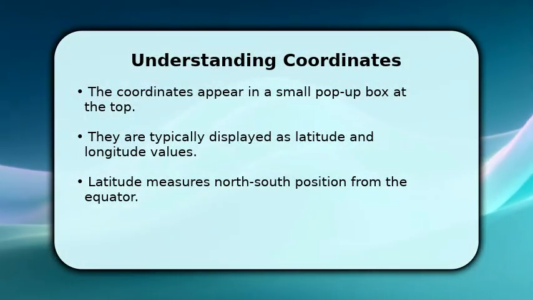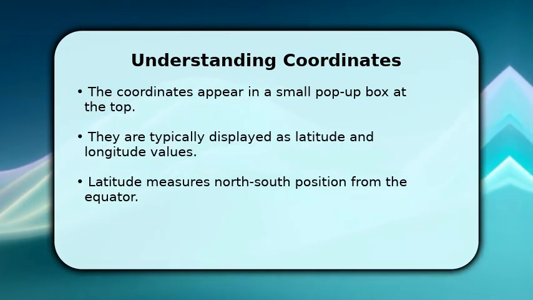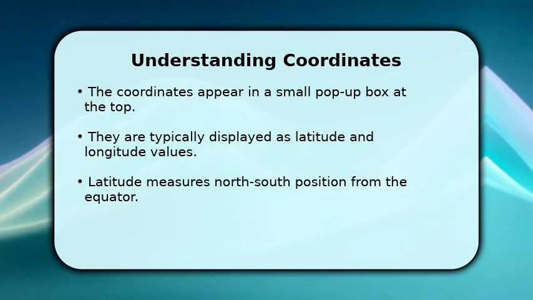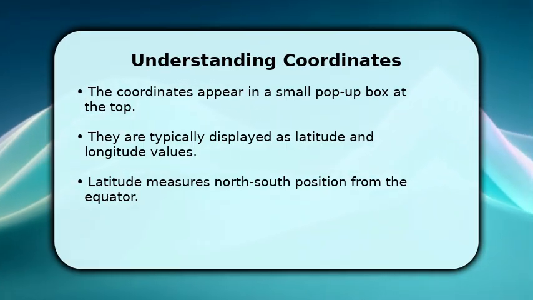After right-clicking or long pressing, a small pop-up window will appear at the top of your screen. Within this box, you will see a pair of numbers. These are your geographic coordinates, presented as latitude and longitude.